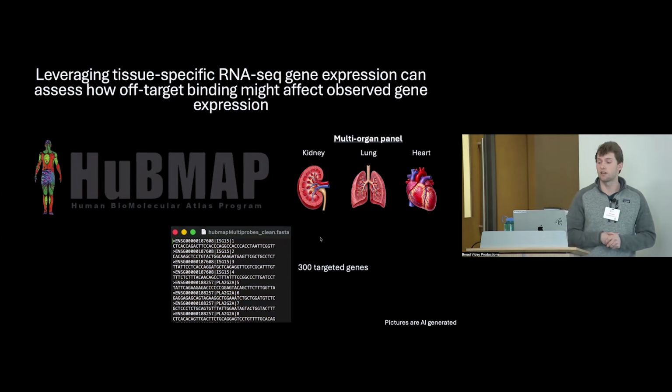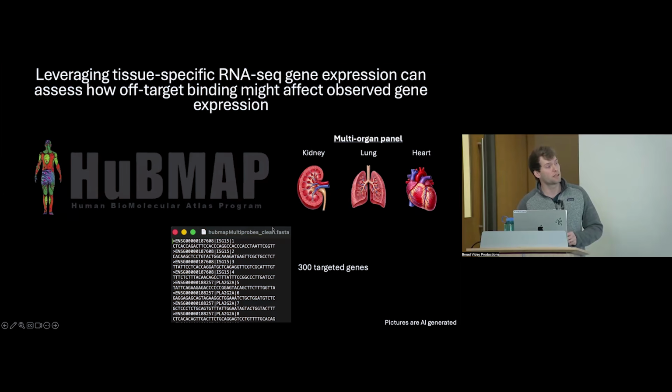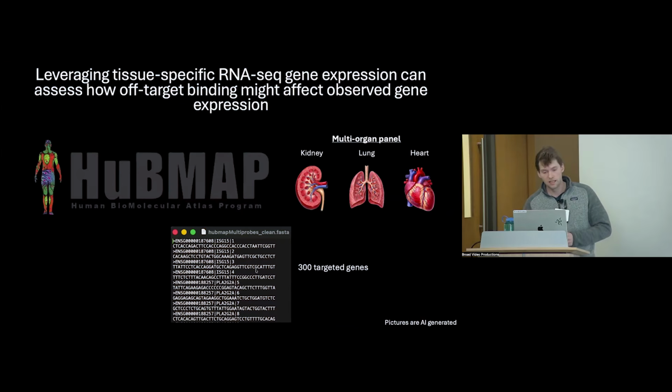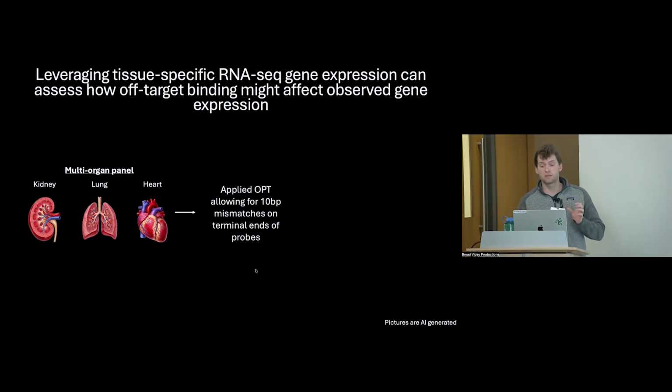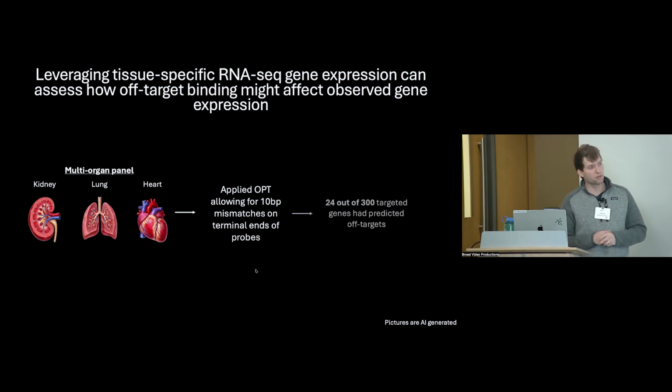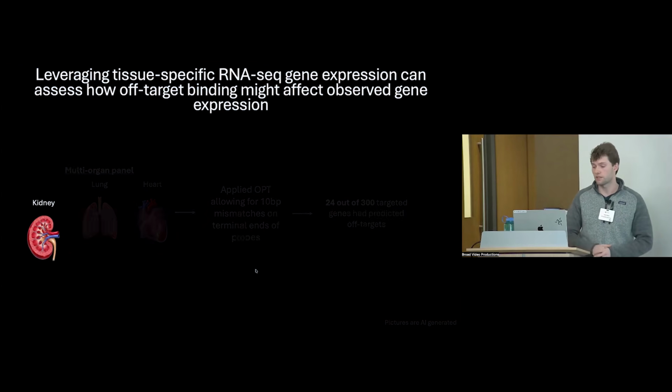And so to do this in our paper, we use probes from the HubMap program. They gave us this multi-organ panel that was designed to target kidney, lung, and heart. There are 300 targeted genes, and you can see this is the FASTA file. So this is what they'll give you is, again, just the gene, a unique identifier, and then the probe sequences used to bind to their target genes. So we took this multi-organ panel, we applied opt, allowing for 10 base pair mismatches on either end, and we found that 24 out of the 300 targeted genes had predicted off targets, which is a pretty significant amount for a 300 targeted gene panel.